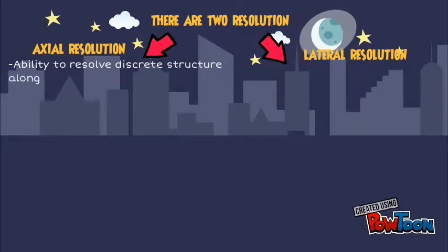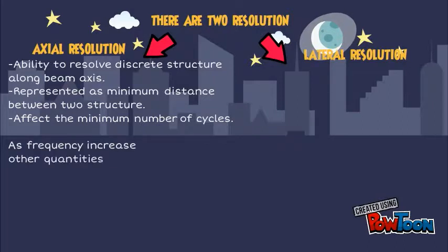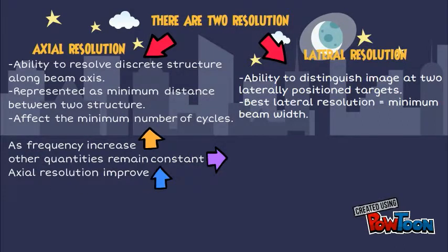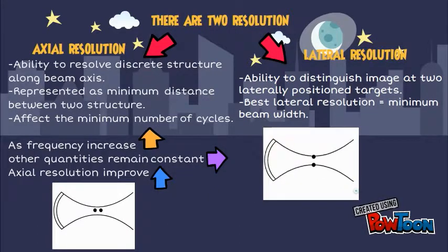There are two resolutions, which are axial and lateral. Axial resolution is the ability to resolve discrete structures along the beam axis. It is represented as the minimum distance between two structures. It is affected by the minimum number of cycles. Lateral resolution is the ability to distinguish images at two lateral positions.